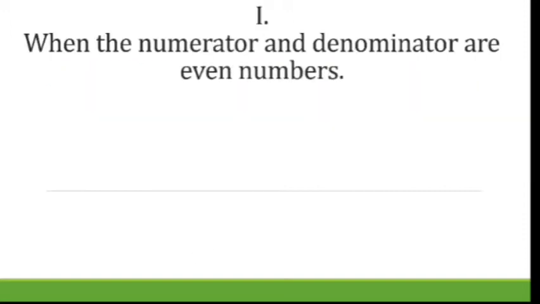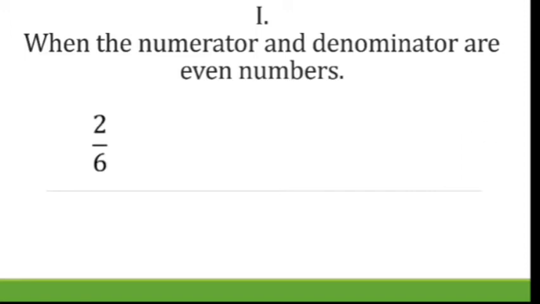Okay, una, when the numerator and denominator are even numbers. Okay, so ibig sabihin yan, kapag daw yung numerator at denominator natin ay even numbers. Ano ba yung even numbers? Yung mga even numbers, ito yung mga numbers na ang nagtatapos sa number na 0, 2, 4, 6, 8.